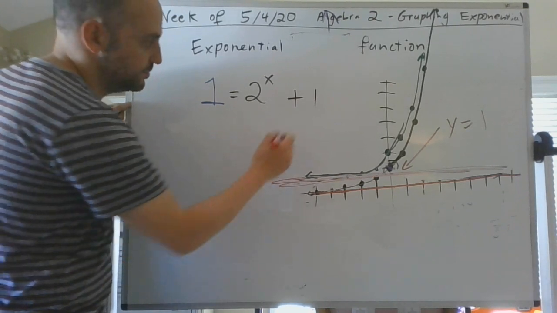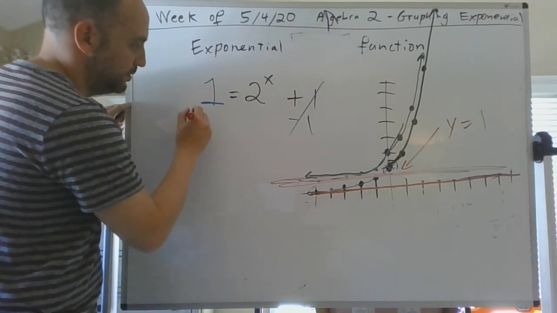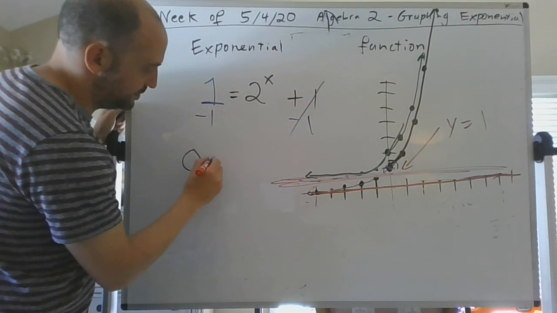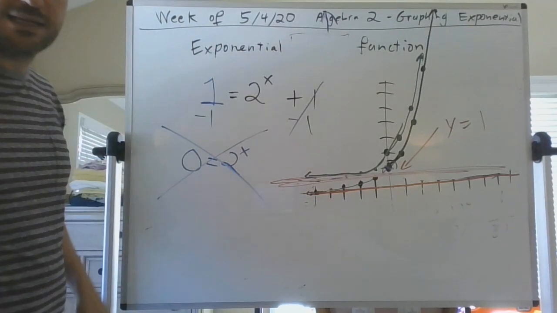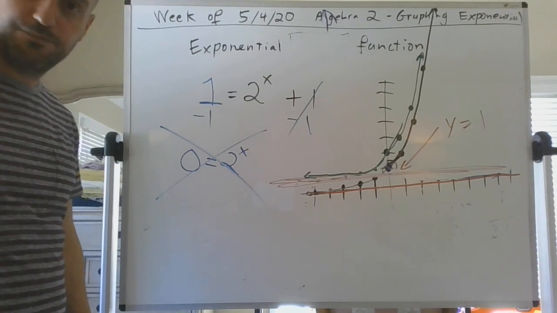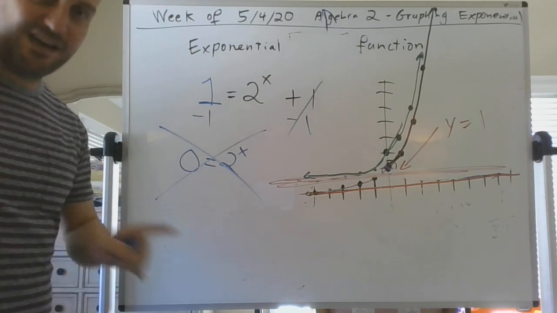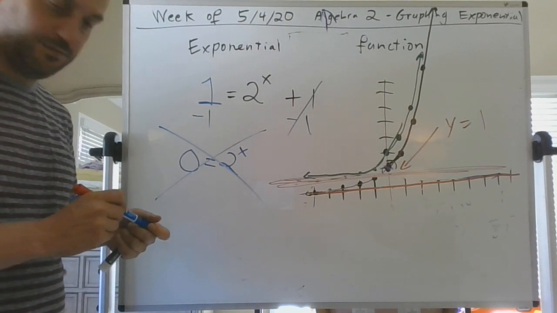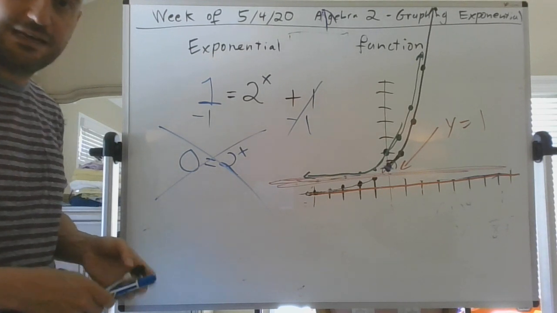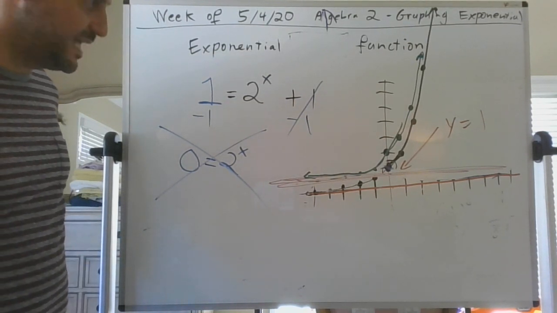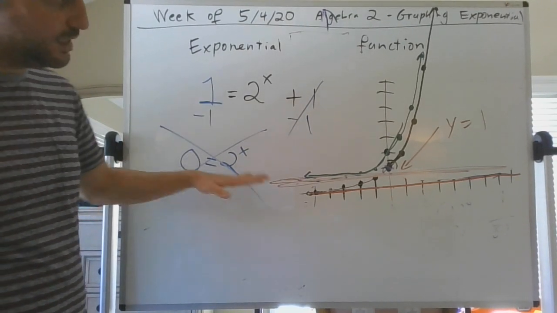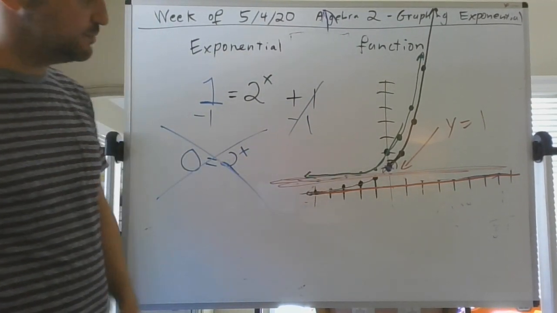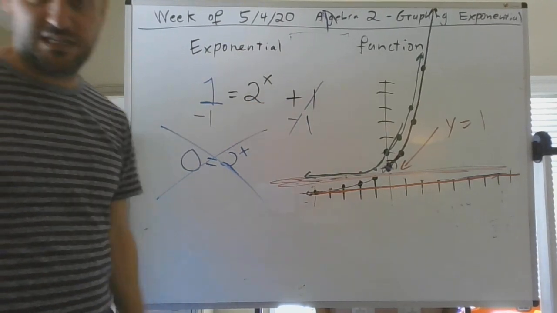Let's solve this equation. Minus 1, minus 1. 0 equals 2 to the power of x. And automatically wrong. We're done. Can't do it. 2 to the power of nothing is going to give us 0. That is impossible. That's an asymptote. We just found an asymptote. So we cannot make y equal 1. Basically what we did is we shifted the asymptote to 1, and the reason we know that is because it says plus 1 here.